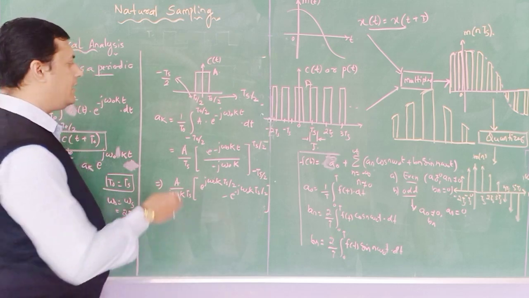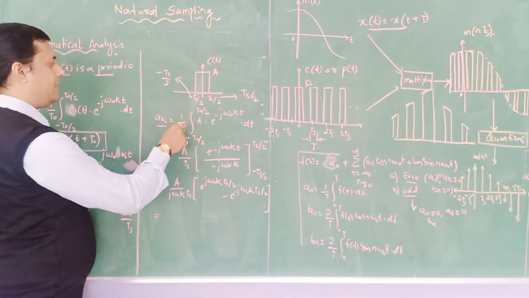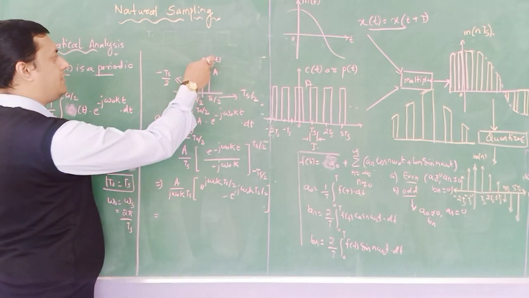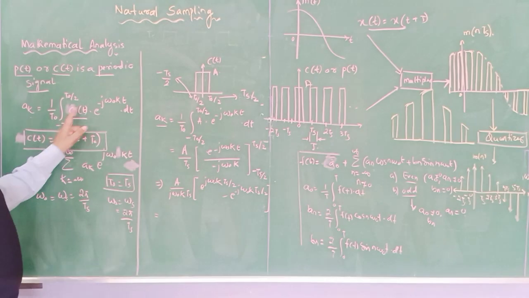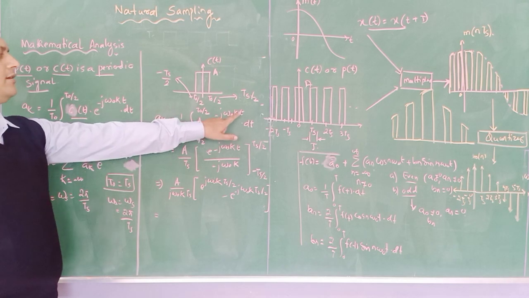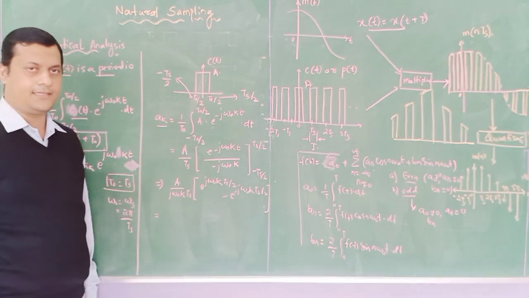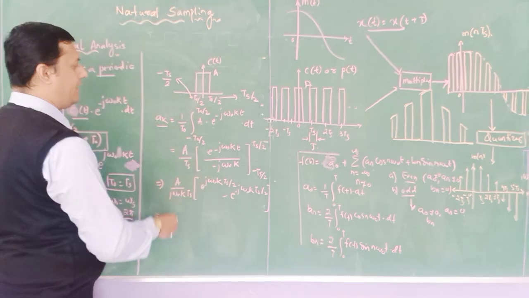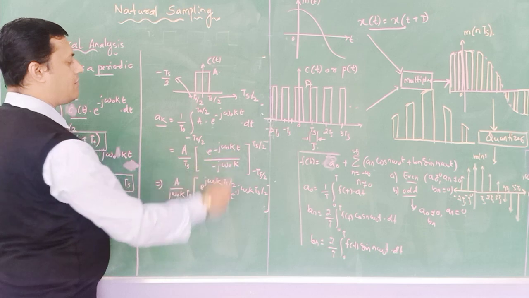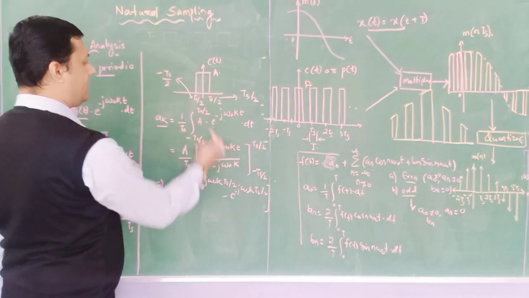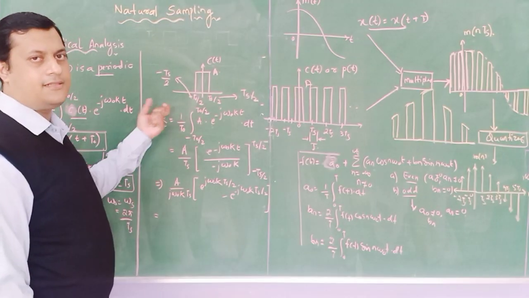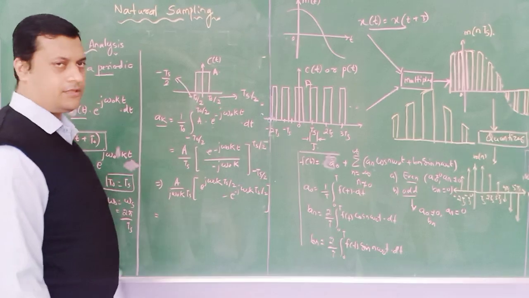How are we going to identify it? ak equals 1 by t naught, the total time period, times the integral from minus t naught by 2 to t naught by 2 of c of t. What is the function c of t? Here it is a c of t, whose amplitude is A, times e to the power minus j omega naught k t into dt. It is a simple integration. If you integrate e to the power minus j omega naught k t divided by minus j omega naught k, you will get the result, with the limits minus ts by 2 to ts by 2 and A by ts, because t naught is nothing but the sampling time period. So I have substituted here.